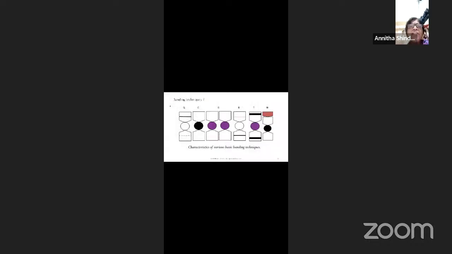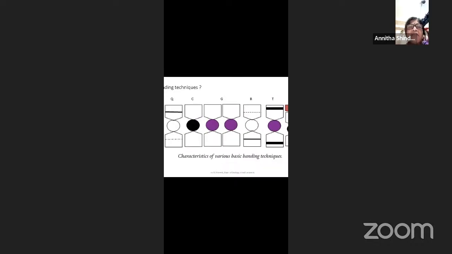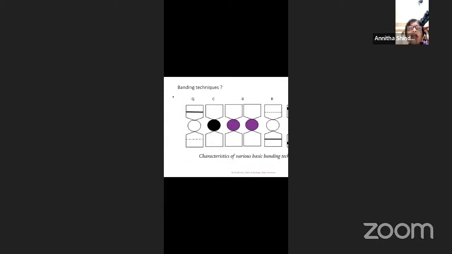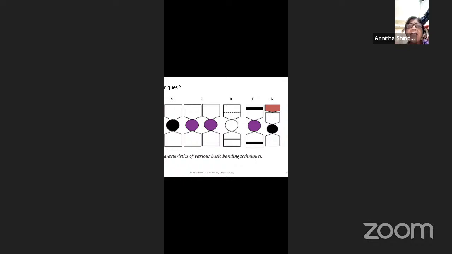Okay. Now, next to come in. This is the banding technique, the different types and characteristics of various basic banding techniques. The next, here see Q banding. This is Q banding. Here you are seeing the band. Then you have got the C banding. Then this is called the G banding. Then here you have R banding. Then this is the T banding. Then you have N banding.